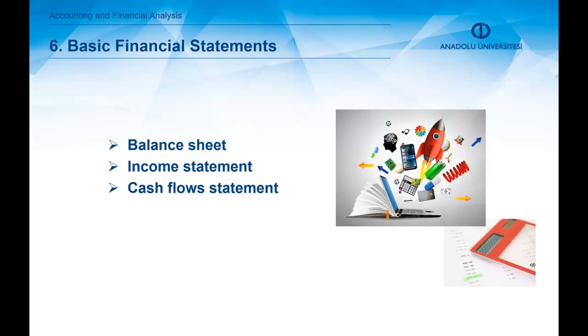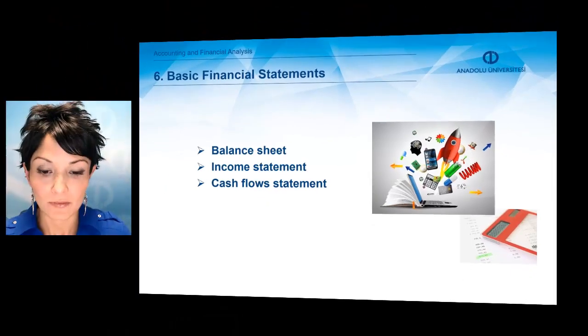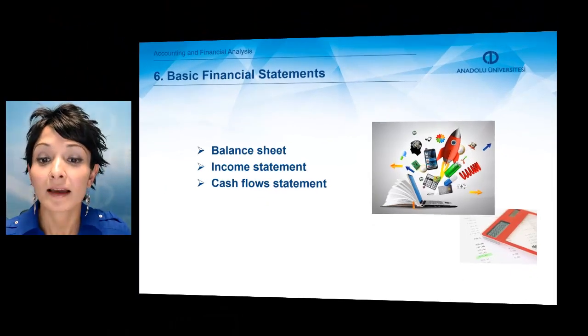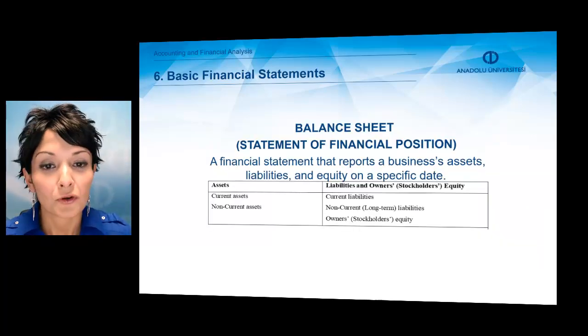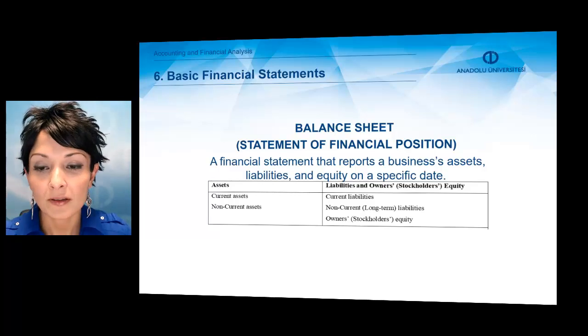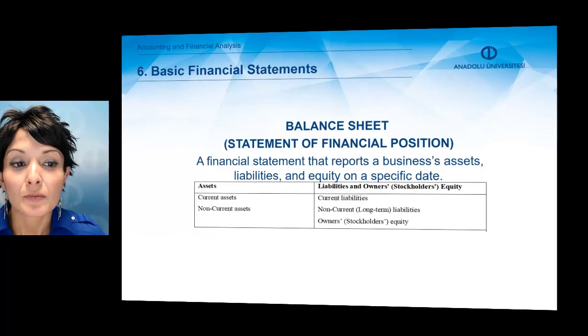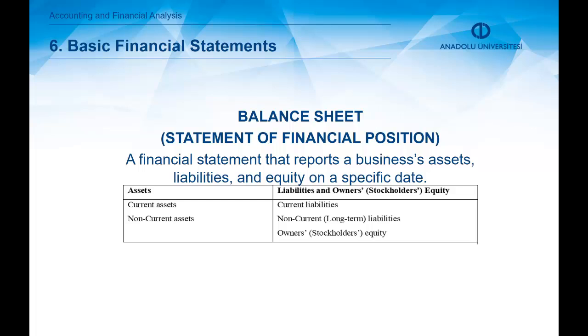Here are the financial statements. The most important financial statements are the balance sheet, income statement, and cash flow statement. Let's start with the first one. Balance sheet, also known as statement of financial position. A financial statement that reports a business's assets, liabilities, and equity on a specific date. A balance sheet has two sides, as you can see. Assets are listed on the left, liabilities and equity are listed on the right. The total amount of the assets must equal the total amount of liabilities plus equity.